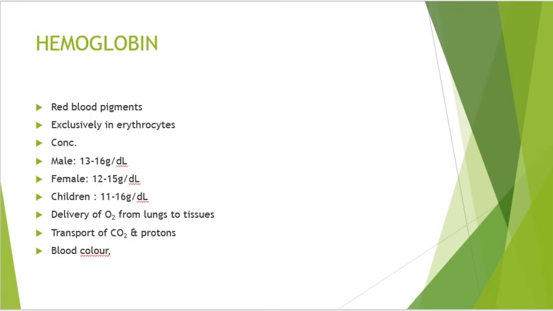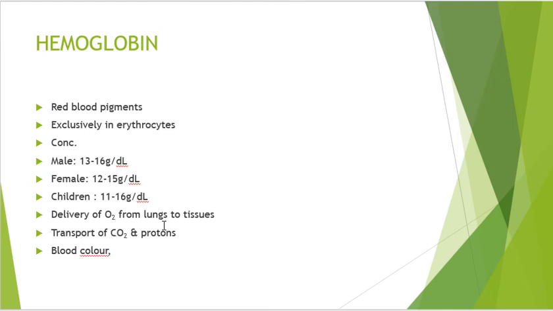Next is hemoglobin. Hemoglobin is a red blood pigment found exclusively in the erythrocytes. Its concentration in males is about 13 to 16 gram per deciliter, in females 12 to 15 gram per deciliter, and in children 11 to 16 gram per deciliter. Its main function, as we know very well, is delivery of oxygen from the lungs to the tissues and transport of carbon dioxide and protons from tissues to the lungs for excretion.